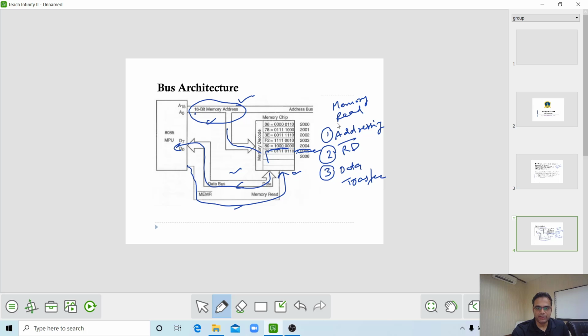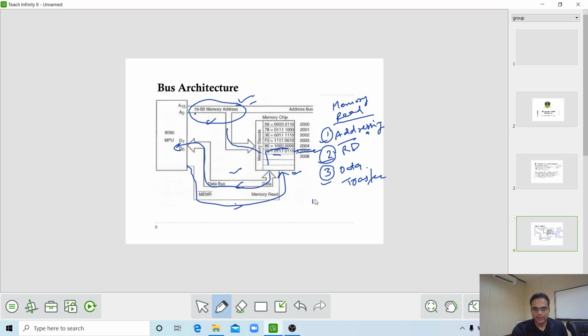In this example we have understood how a memory read operation is performed. The number one step is addressing, which is initiated by the microprocessor 8085, and the next step is the read signal, which is issued by the microprocessor to the memory, so that the memory comes to know that the microprocessor wants to read from it. The last step is data transfer, which takes place through these data lines. Whatever data is at this address will be transferred from memory to the microprocessor.